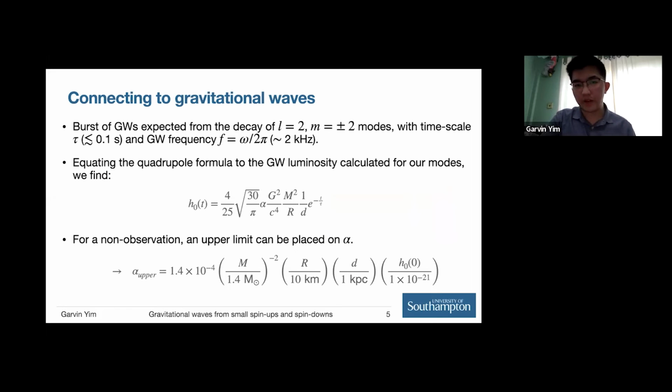So we're just going to connect gravitational waves. As I mentioned, there'll be a burst of gravitational waves with a timescale of around 0.1 seconds and a gravitational wave frequency of around 2 kilohertz. If we equate the standard quadrupole formula to the gravitational wave luminosity calculated for our modes, we find that the gravitational wave strain is linearly proportional to the mode amplitude, inversely proportional to the distance to the pulsar, and exponentially decays on the timescale tau. And for a non-observation, an upper limit can be placed on alpha, like I have just mentioned. This is analogous to R mode searches where there's an upper limit on alpha, and this number here can help constrain the excitation models for these modes.